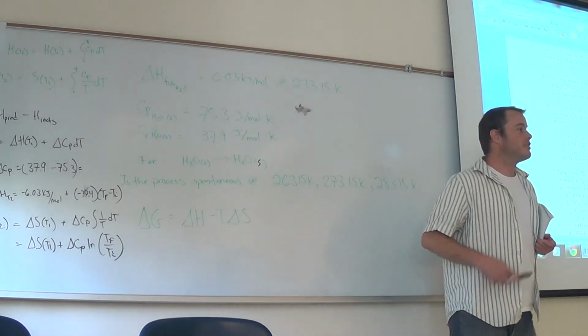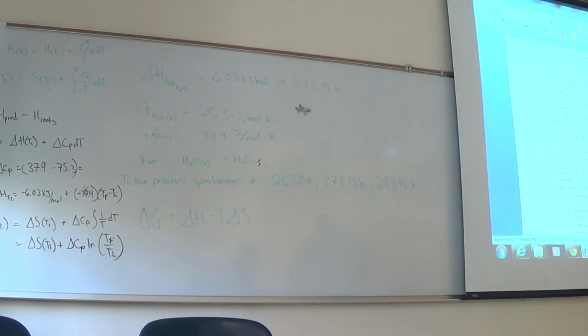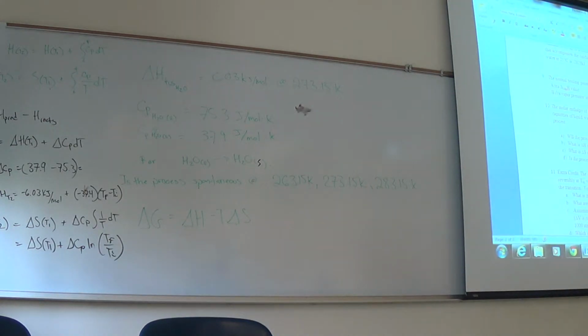So evaluate those expressions and get your delta G. Is that spontaneous? What do you expect delta G to be for 263? What's the sign of delta G for fusion going to be at 263?